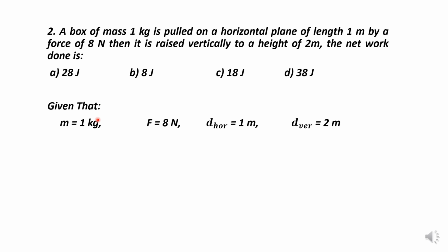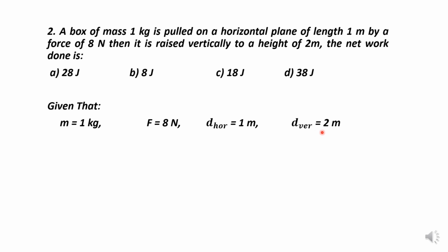According to the given data, a box having mass 1 kg, while the force applied on this box is equal to 8 Newton. Due to this force, the box is displaced horizontally up to 1 meter, and then the box is raised vertically up to 2 meter height.